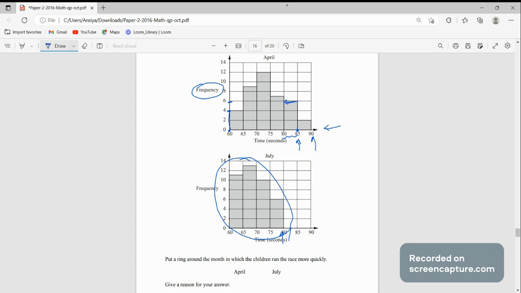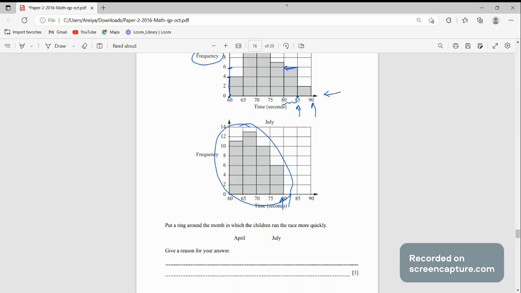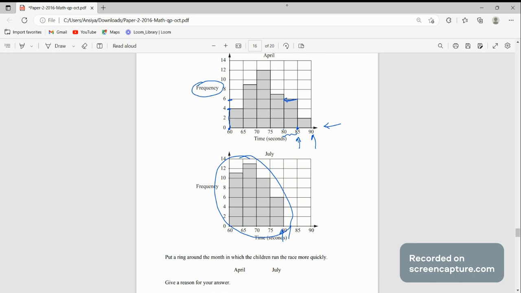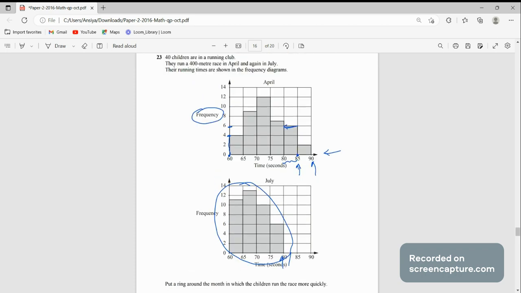And yes, we need to write the explanation. Give a reason for your answer. This you can write in your own words. You can say it is clear that all the students completed the race in 80 seconds in July month. Or you can write one more thing. In July, it is not that summer. That is the reason. See, because it's actually asking why it may happen. In July maybe because of the weather they feel more comfortable. Any reason what you think you can write.